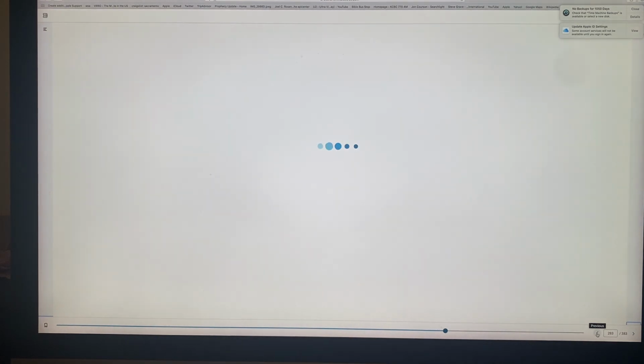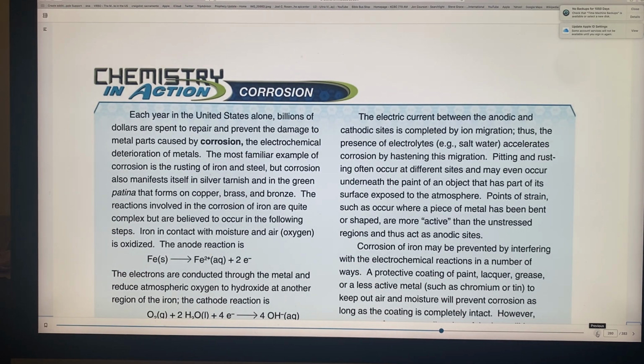Kind of skipped corrosion. I should have put it probably in the beginning here, because here we go. There's a whole article on corrosion. It says, each year in the United States alone, billions of dollars are spent to repair and prevent the damage of metal parts that are caused by corrosion. And corrosion, here's your definition, is the electrochemical deterioration of metals.